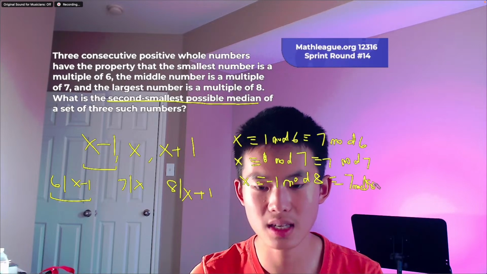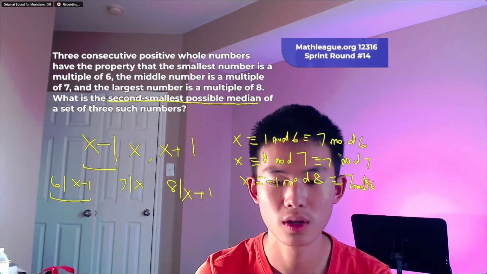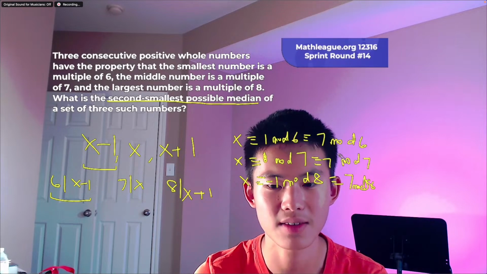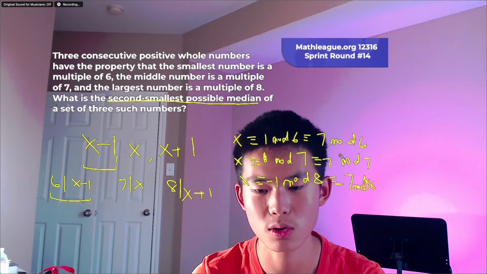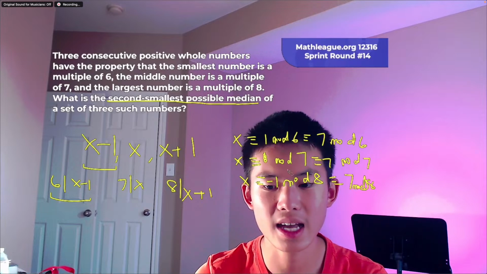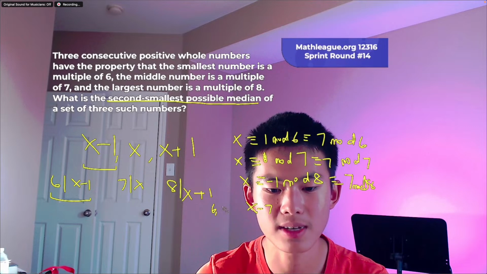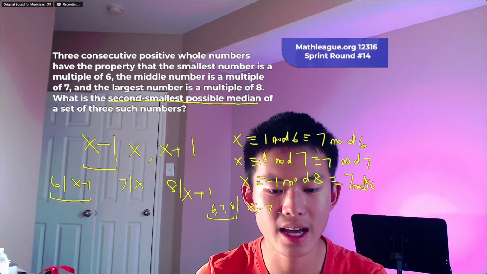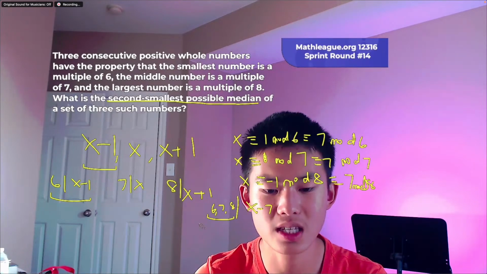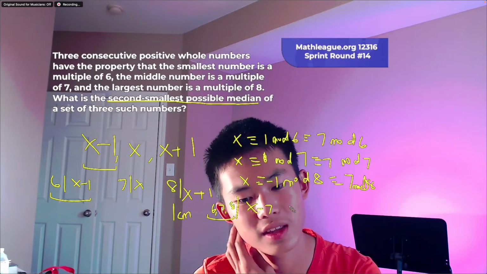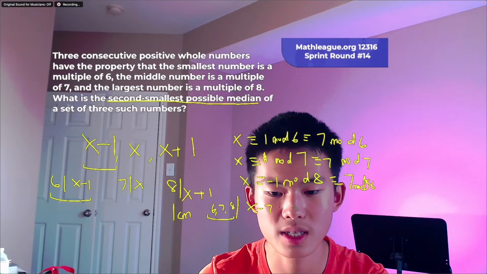So we know that x is going to have a remainder of 7, or I guess possibly less than 7, when divided by 6, 7, and 8. Which means that x minus 7 has to be divisible by 6, 7, and 8. So essentially, this also means that x minus 7 has to be divisible by the least common multiple of 6, 7, and 8. And the value of the least common multiple of 6, 7, and 8 is just going to be 7 times 24 equals 168.